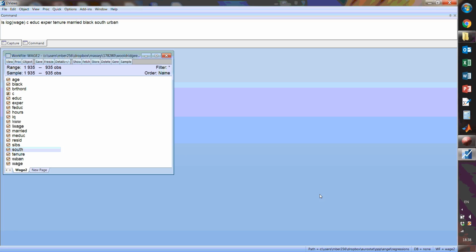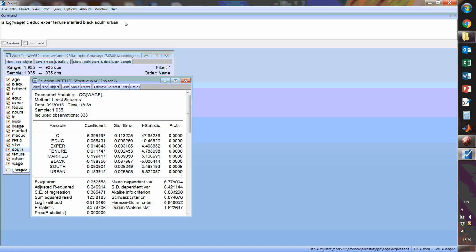So the question asks to estimate the model where log of wage depends on education, experience, tenure, marital status, race, so that's here just black and non-black, whether or not you live in the south of the US, and whether or not you live in the urban area. So that's what I wrote here. The file is wage2. Okay, so we estimated, this is what we get.